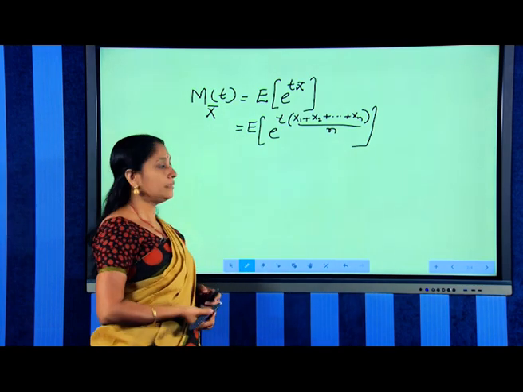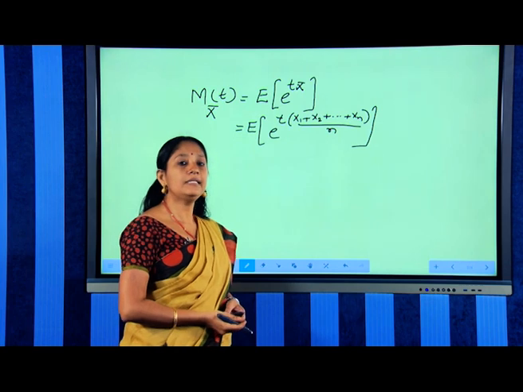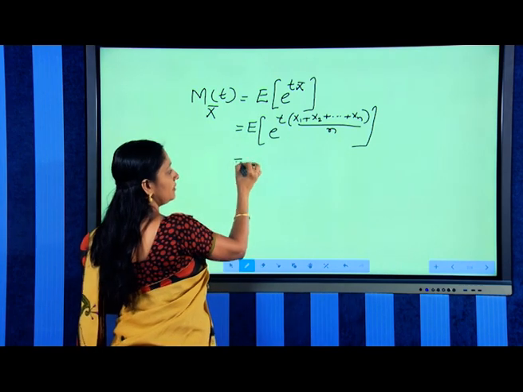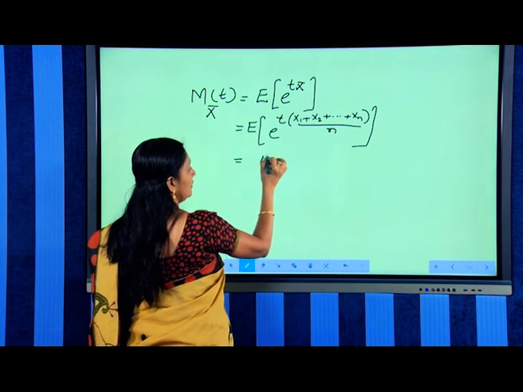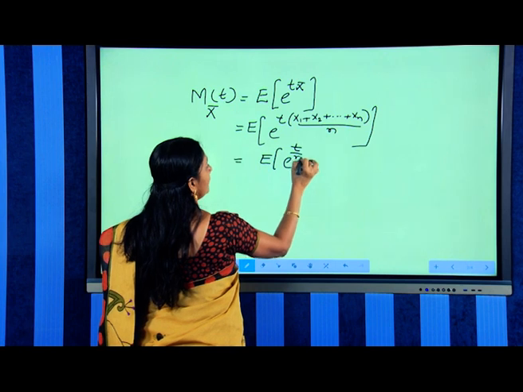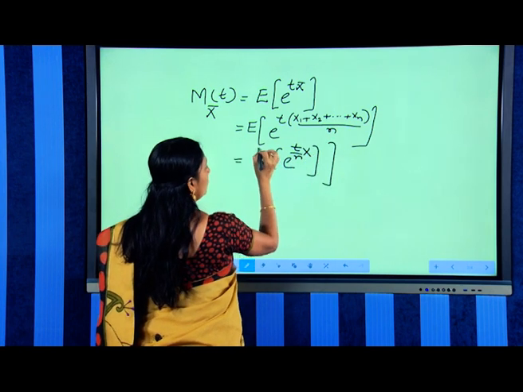Now, we know that x1, x2, etc. xn is a random sample. So, they are independent and identically distributed. So, this expectation can be written as expectation of e raised to t by n x the whole raised to n.